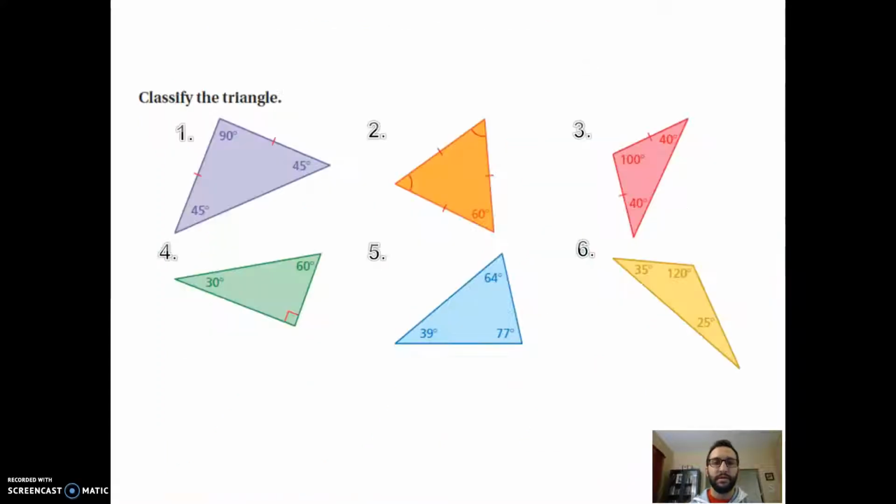I want you to pause this video now, and I want you and your partner, or you and the small group you're working with, to classify these triangles. First, I want you to classify it using their angles, and then also classify it using their sides. So go ahead and pause the video, classify each triangle using 2 names, their angles, then their sides. No, for real, pause the video. Like, pause it, for real.